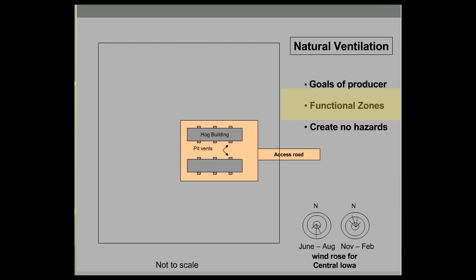We look for functional zones where we're going to try to enhance dilution effects and interception effects. We definitely look for sight lines. Where are the roads? Where is this facility visible so that we get appropriate species for visual screening? And then, of course, the big one is create no hazards, snow deposition problems, ventilation problems.